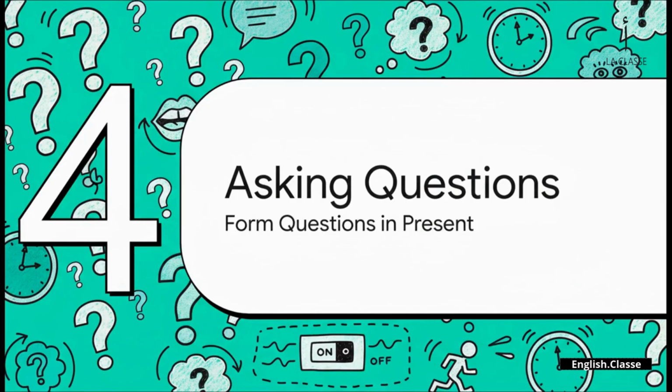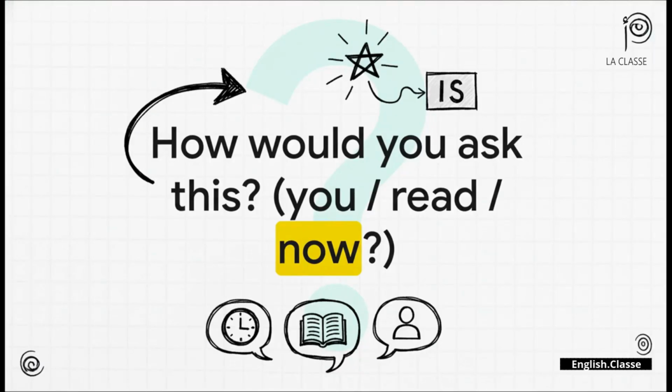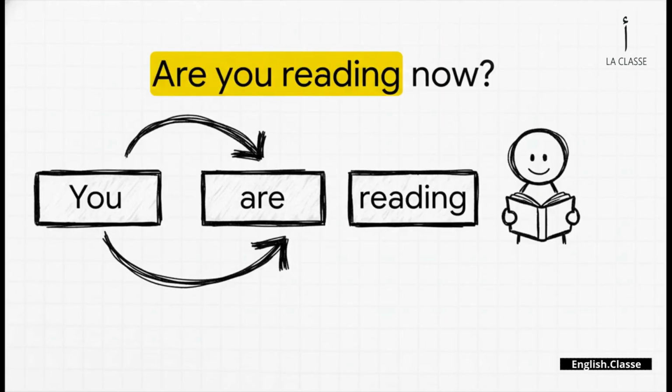Okay, so making statements is one thing, but what about asking what someone's doing right now? Turns out it's way easier than you think. It just takes one little switch in the word order. So take a look at these words. To turn this into a question, all we have to do is just shuffle them around a bit. Remember our to be verb? Well, it's about to become the star of the show. And just like that, are you reading now?